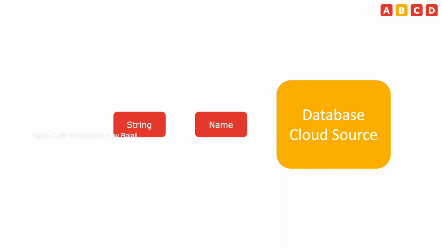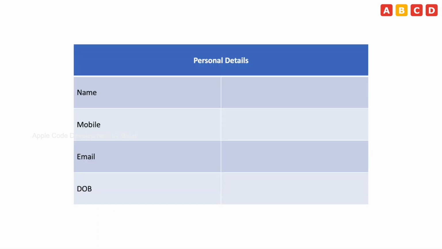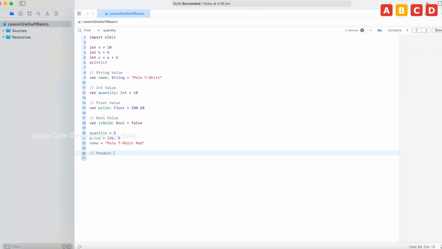It's called dynamic values. Like in an application form, name will be a string but empty until the user enters a value. So in this case, we need to declare the name type as string. This means we are annotating the name as a string. This is type annotation. Later we can assign the value as polo t-shirt. Now it will update from nil to some value.